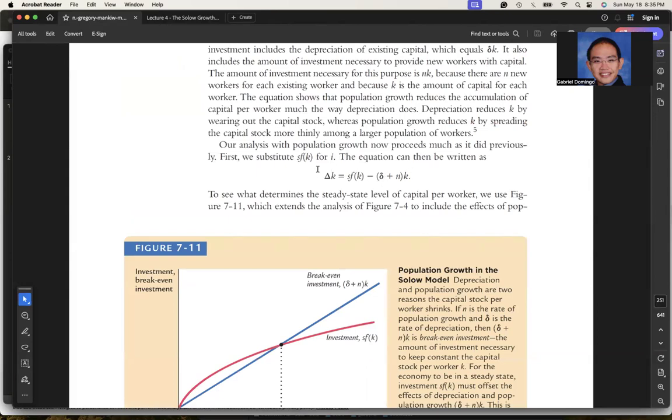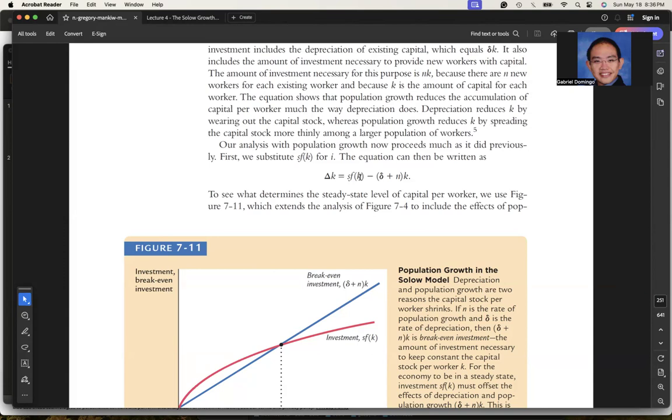Okay. And what this is saying is that a higher N will lead to a smaller K star, steady state capital per worker. The reason is that the denominator, which is L, remember small k is big K over big L, is growing at rate N, and therefore it's harder to equip each worker with capital. Because the denominator is growing, more and more people are coming in, and so it's harder to produce more and more capital for them.